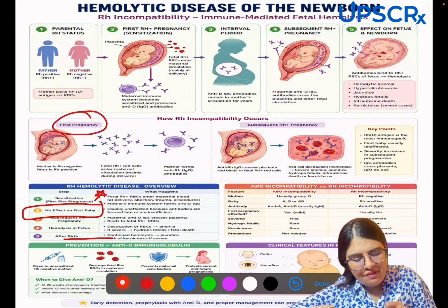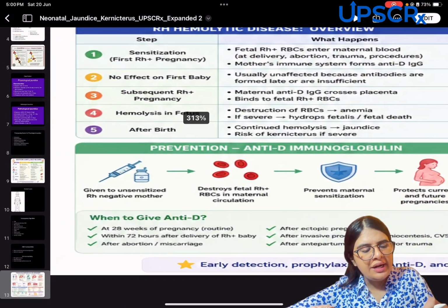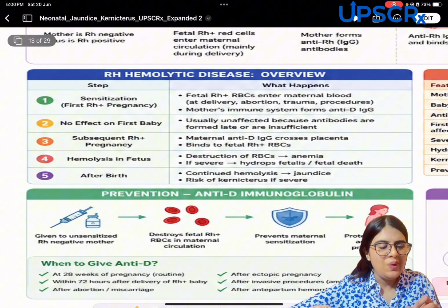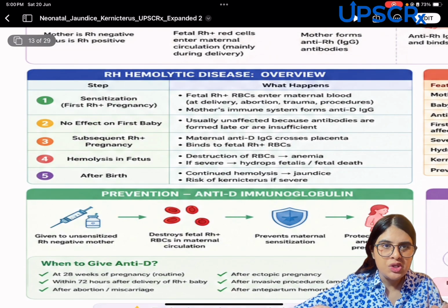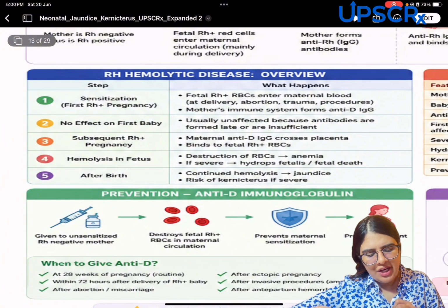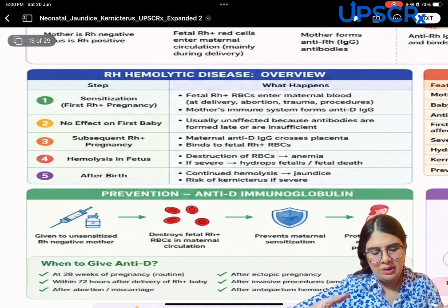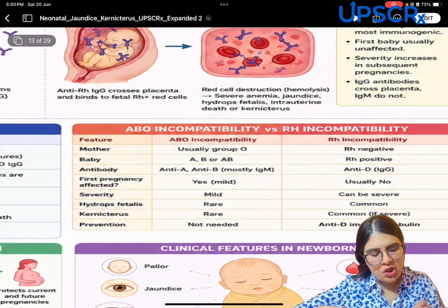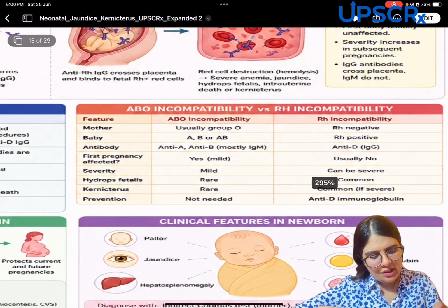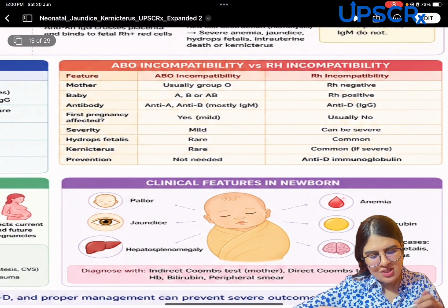And what is the prevention of this? Anti-D immunoglobulin. We have to administer anti-D immunoglobulin to the mother, at 28 weeks of pregnancy and 72 hours after the delivery, for prevention of RH incompatibility. So clinical features can be jaundice, anemia, hydrops fetalis, kernicterus.